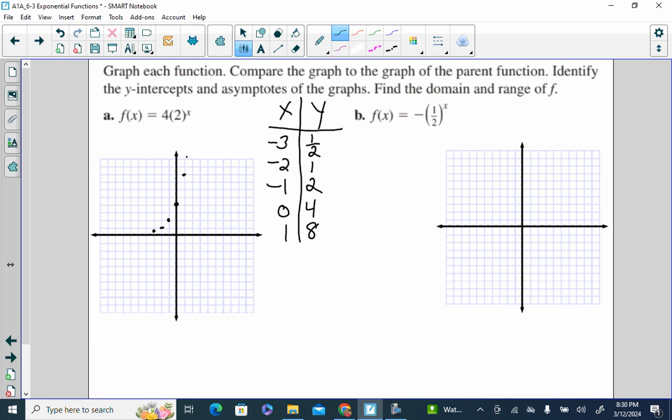And we get this curve. You want to try to draw it as a curve. It's not easy, especially on your computer. But it starts to approach the x-axis.